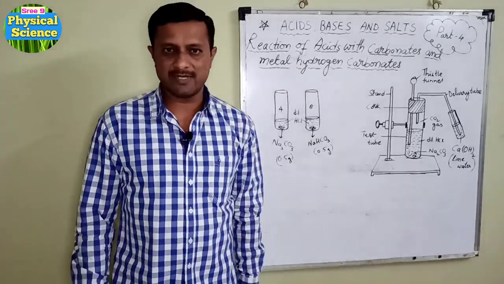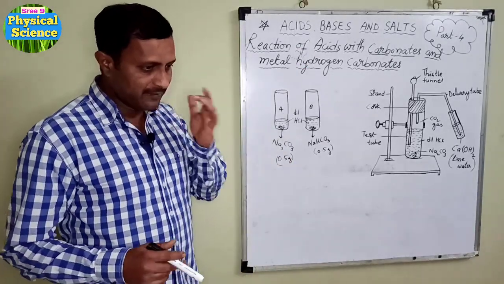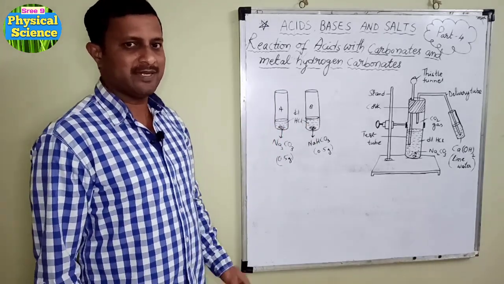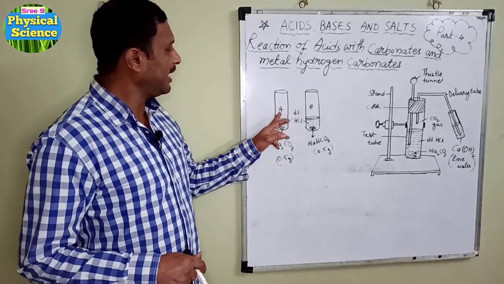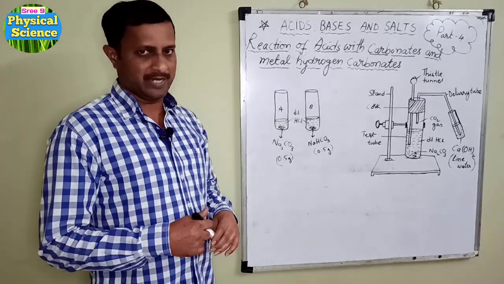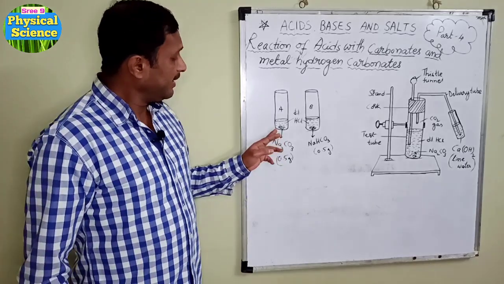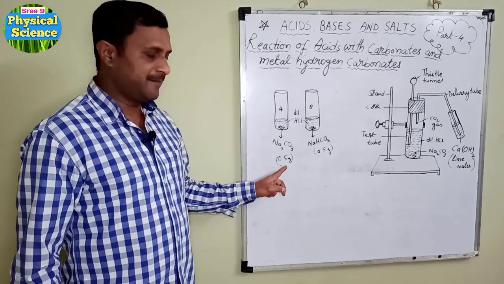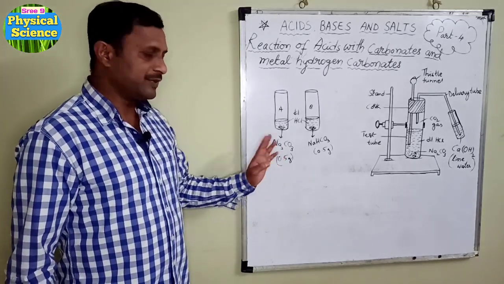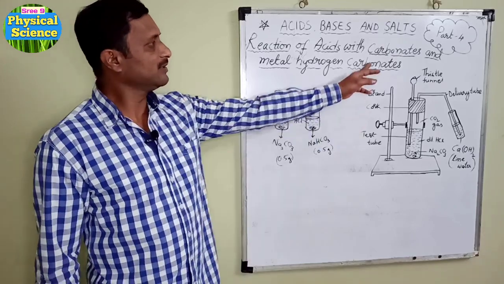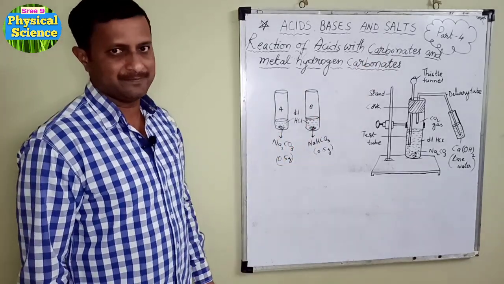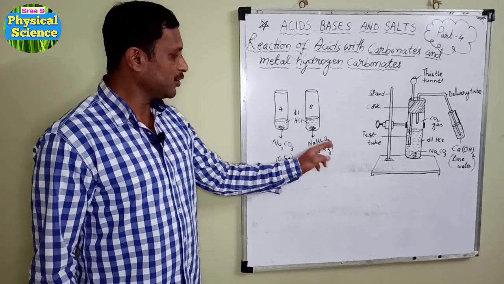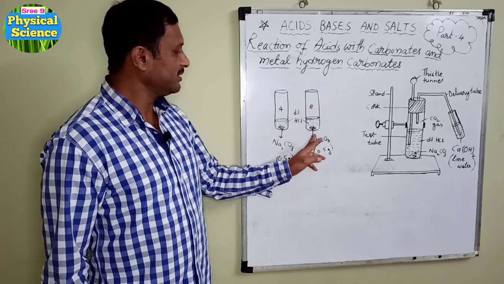metal hydrogen carbonates. To understand this, we have an activity. First we have to take two test tubes and label them as A and B. In each test tube we take about 0.5 grams of the sample. Na2CO3, sodium carbonate, is the carbonate we are taking in test tube A, and NaHCO3, sodium hydrogen carbonate, the metal hydrogen carbonate, in test tube B.